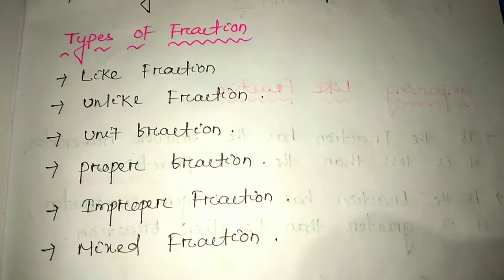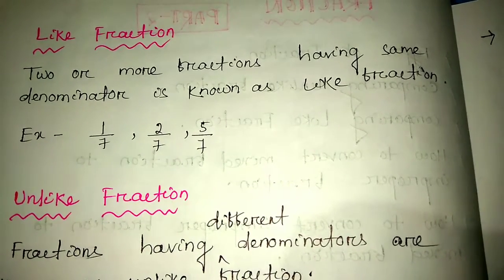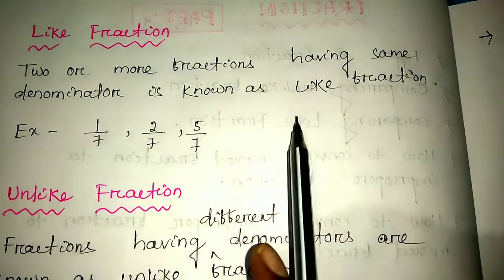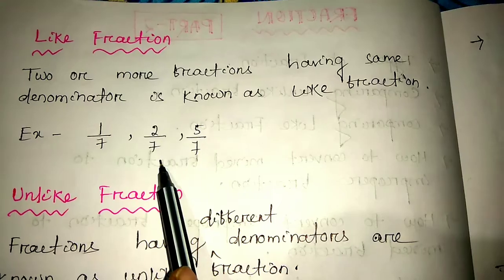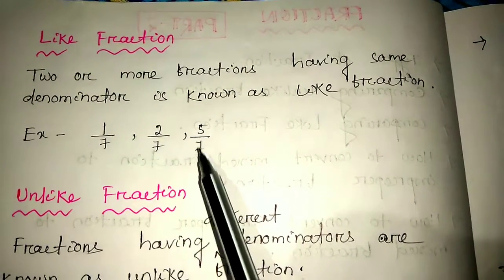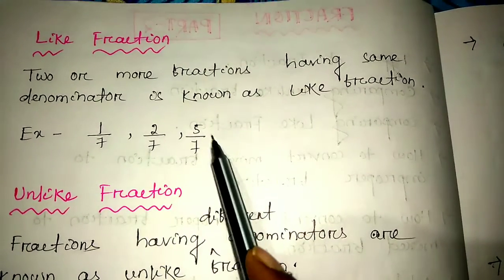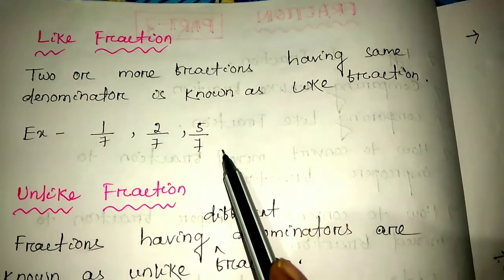Let's discuss them. So first we understand what is like fraction. Two or more fractions having same denominator is known as like fraction. For example, 1 by 7, 2 by 7 and 5 by 7. These three fractions having same denominator 7 but different numerators, and this type of fraction is known as like fraction.